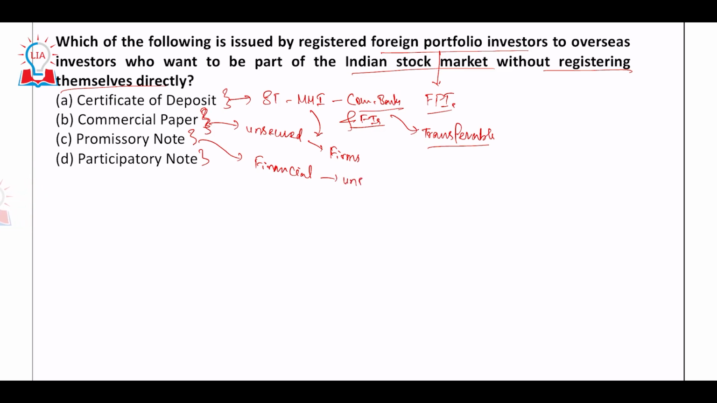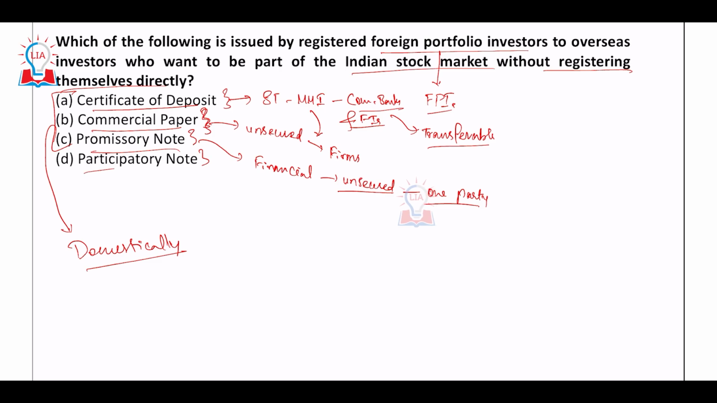However, it is also unsecured, and it is issued from one party to another. It can be a standard term used for commercial papers, certificates of deposit, even your bank note is a promissory note. So by that measure, these are all mostly to deal domestically in the money market. What about the participatory note? That is the one which is the answer.